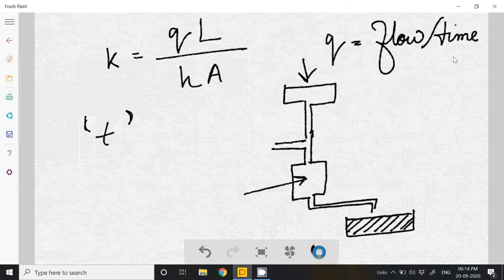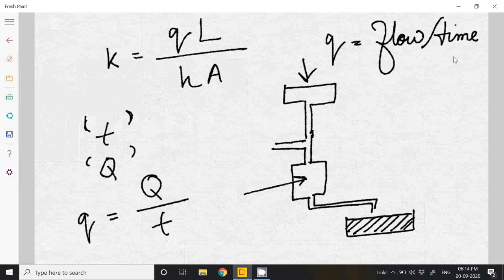So suppose the discharge collected is Q. The amount of water collected, or you can say the amount of discharge collected, is Q. So small q will be the discharge per unit time. Q is nothing but the discharge collected.